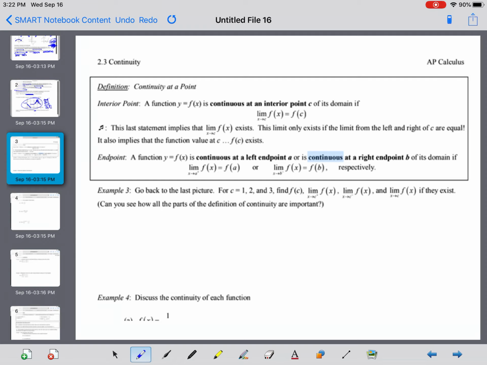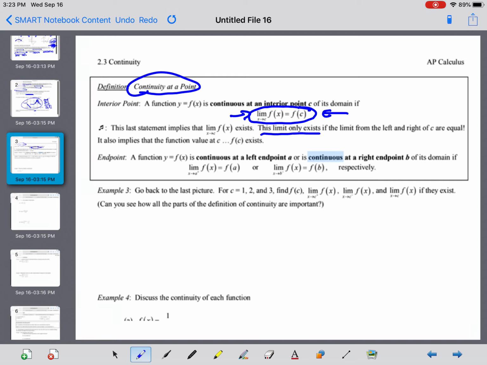Okay, so if you're looking at an interior point, a function is continuous at an interior point if this happens. And I'm going to talk you through all of that. In fact, this is called continuity at a point. You're just not looking at the endpoints. You're looking within the graph. Is it continuous? This states all three conditions that have to happen.